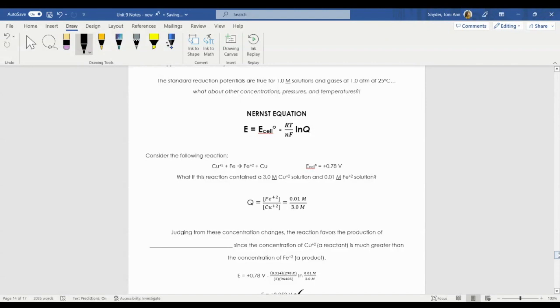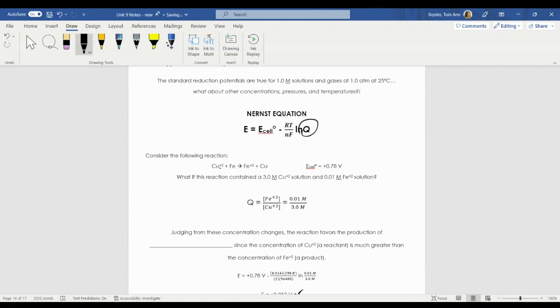Anyway, if we could just think about this value for Q, because remember, Q is, at some conditions that might not be the equilibrium constant. So remember, we're comparing Q versus K. Q is going to tell us whether or not this is at equilibrium or not. Anyway, consider the following reaction.